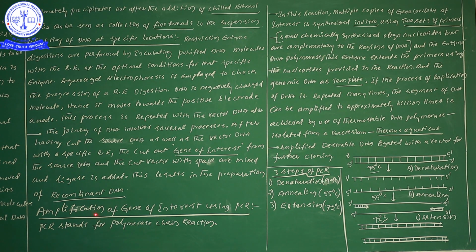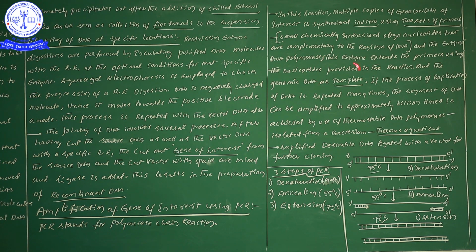Now amplification means Xerox, amplification means multiplication. So what is meant by the multiplication or amplification of a gene of interest? Gene of interest means the desirable gene, or a foreign gene, or the gene which has good characters or novel characters. That can be multiplied by using PCR. Here I have written, PCR stands for polymerase chain reaction.